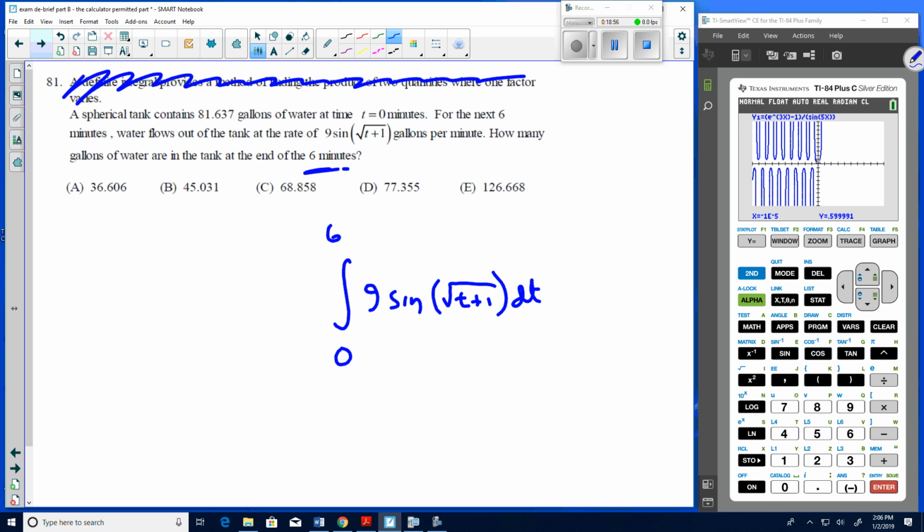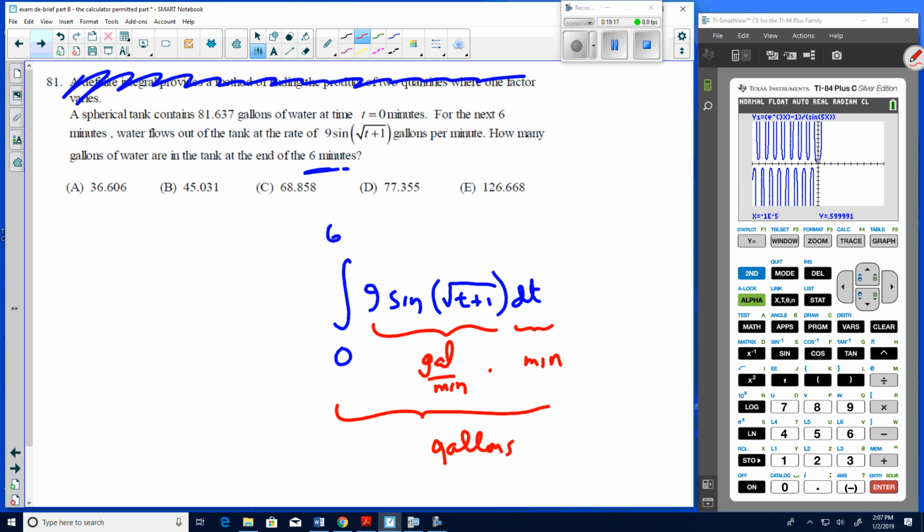Okay, so let's think about what's going on here. The units here are in gallons per minute. Gallons per minute. The dt are little tiny pieces of minutes. So sure enough, when you multiply these together, the minutes cancel, and this gives us gallons. Okay, so that definite integral will give us gallons.